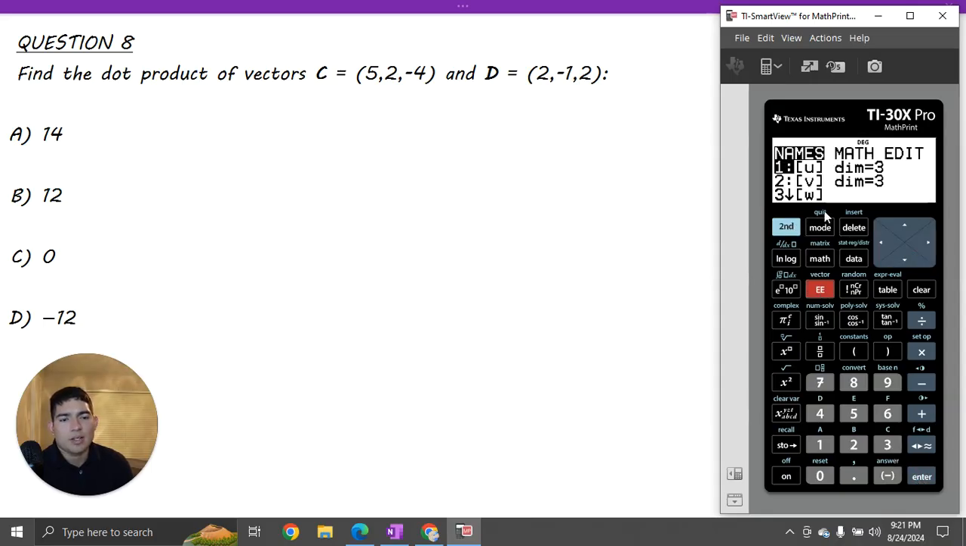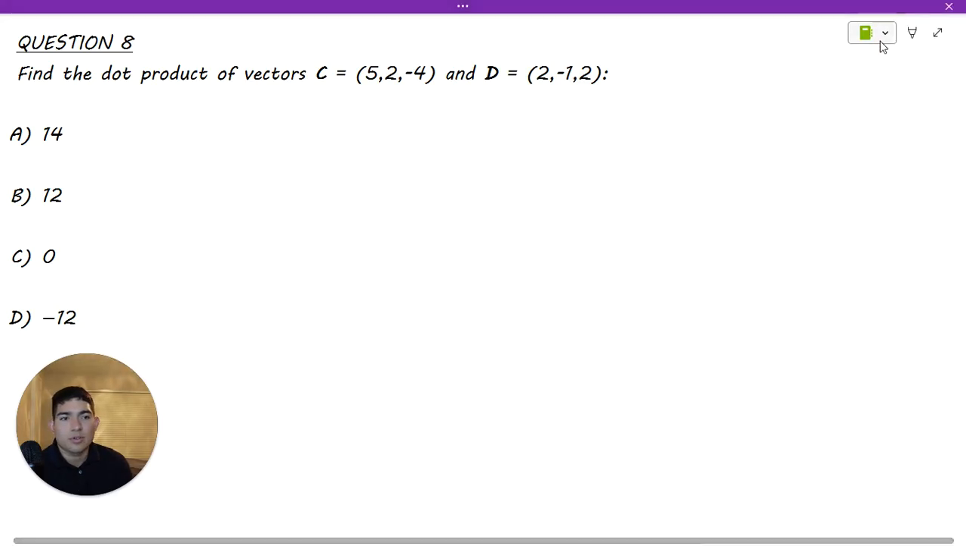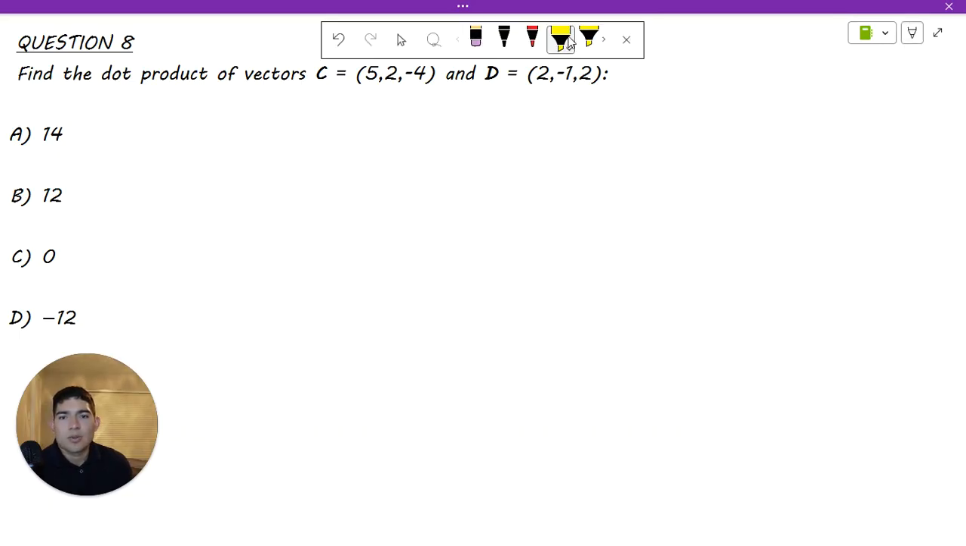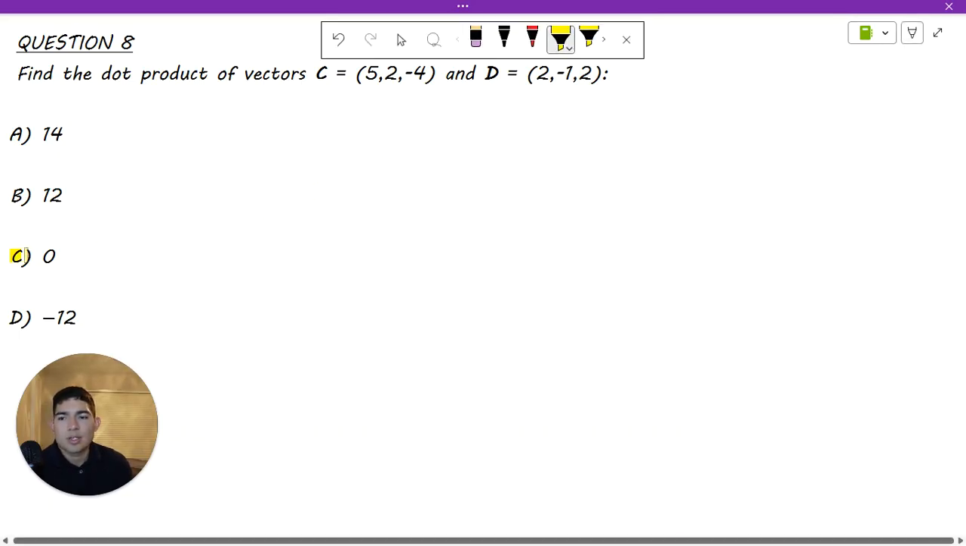Then if I go back to the vector screen, I'll grab that first vector. In this case, it's going to be this one right here. I'll grab a comma, and then I'll put our second vector in, close the parentheses, and that'll give me a result, and the result is going to be 0. Therefore, the answer is going to be C.